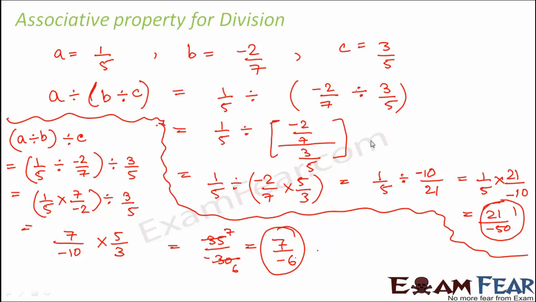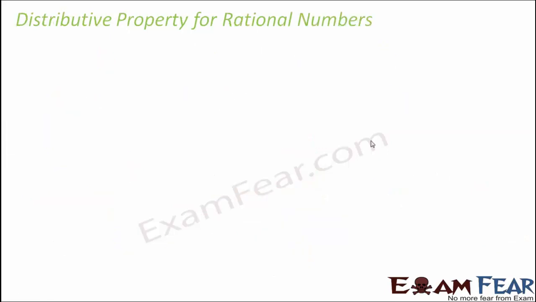So this is how we have looked at three properties, that is closure property, commutative property and associative property. And we saw that some of them are true for addition, some of them are true for subtraction, some for multiplication and some for division. So now we are going to talk about the fourth property, that is the distributive property for rational numbers. Now what is this distributive property?